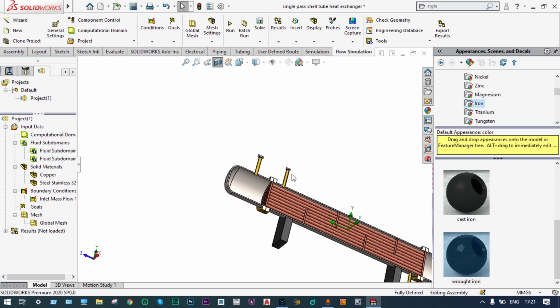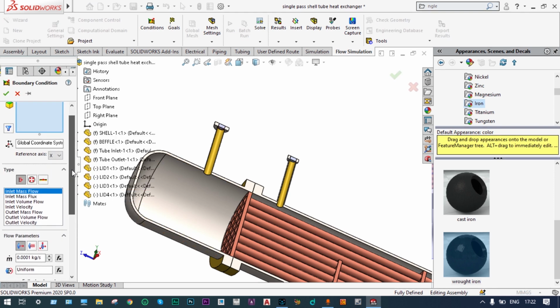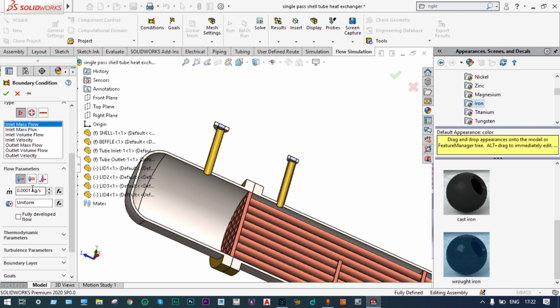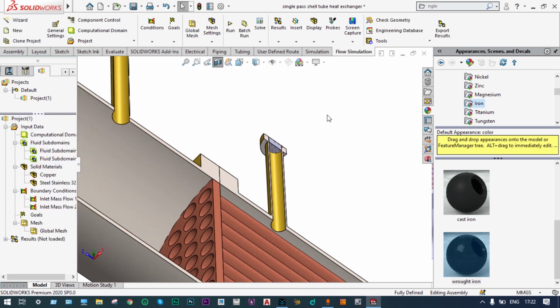Now again another boundary condition to be applied from this one, that means cold water at 20 degrees centigrade to be applied from here. So insert boundary condition, and the mass flow rate of cold water can be varied. It can be depending on requirement. In this case we are considering 0.5 kg per second for this cold water at 20 degrees centigrade. Let us see the thermodynamic parameters. It is 20 degrees centigrade and mass flow rate is 0.5 kg per second from this location. Green check. Two boundary conditions applied.